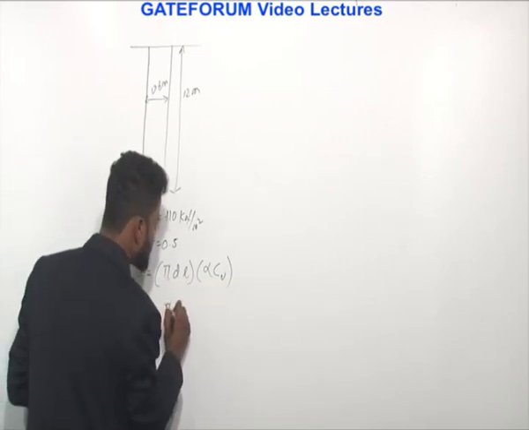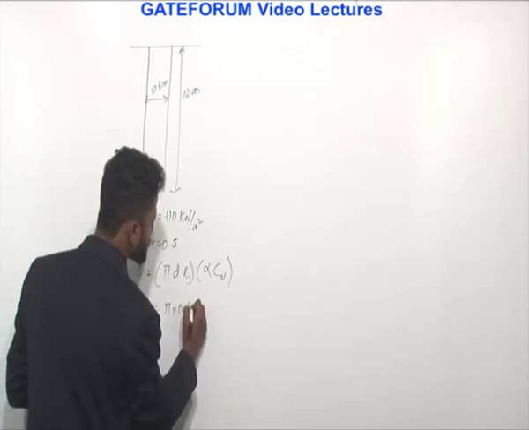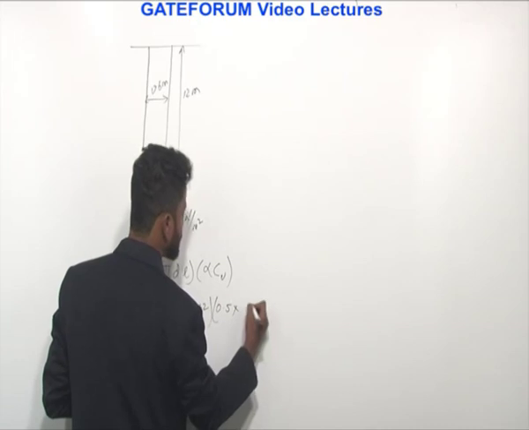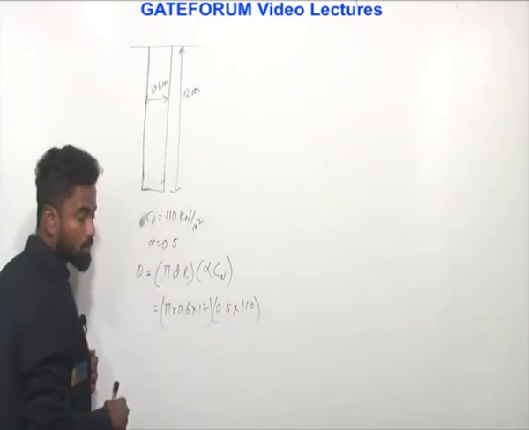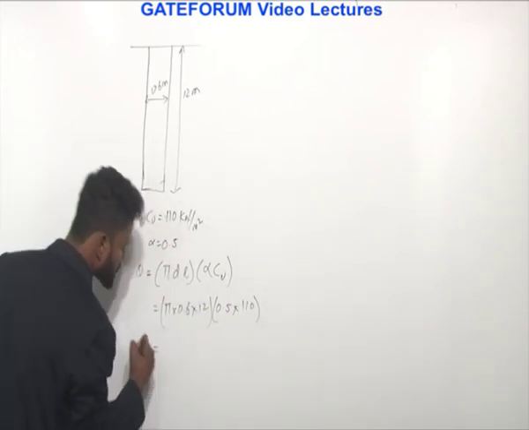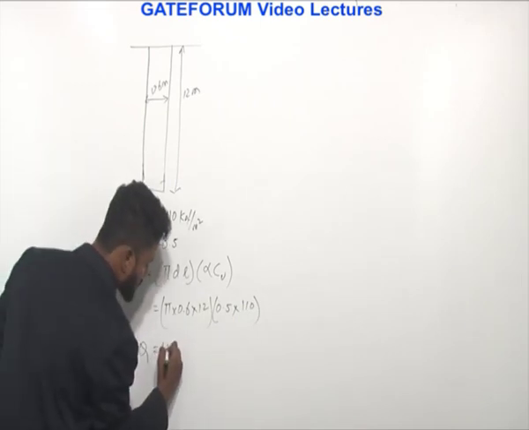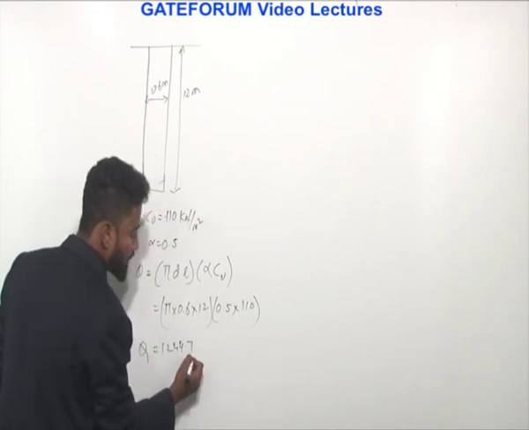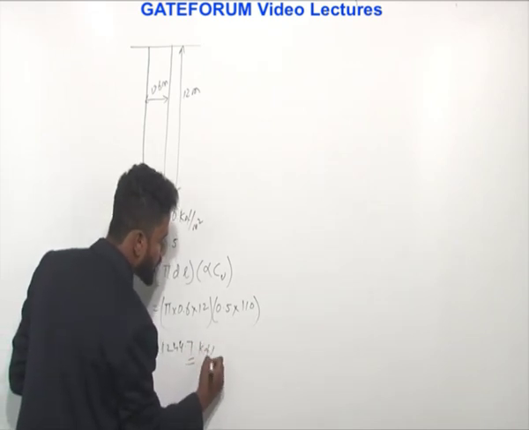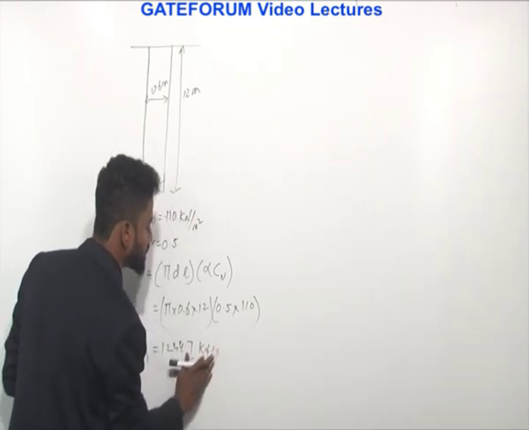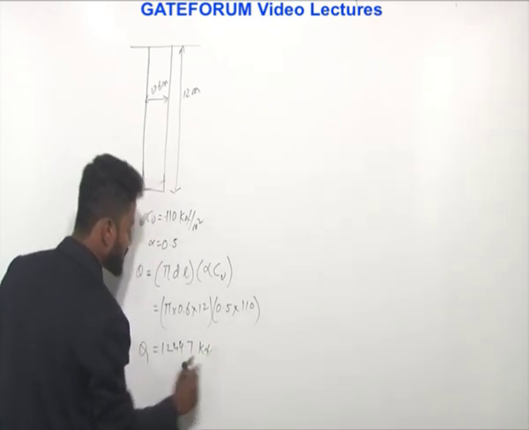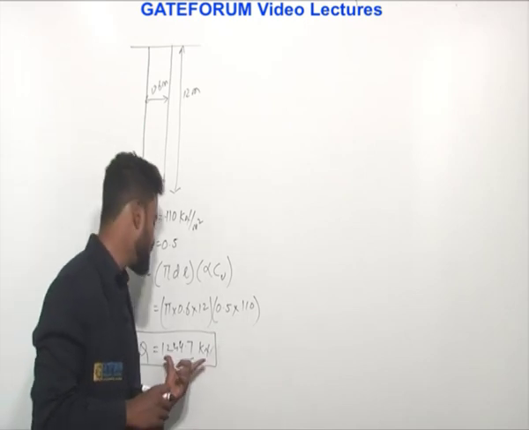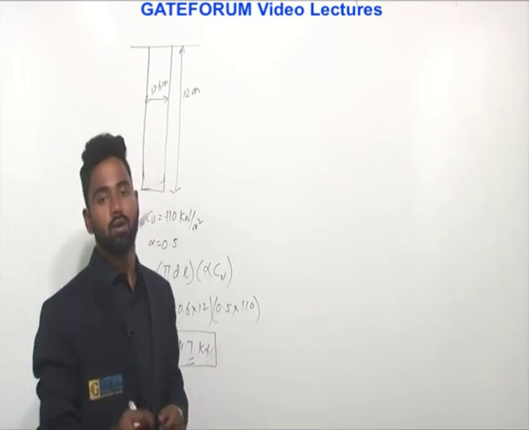So pi d is given to you as 0.6, L is given to you as 12 meters, alpha is given to you as 0.5 and Cu is given to you as 110 kilonewton per meter square. If you substitute all these things, you will get the pull-out capacity as 1244.7 kilonewtons. He has pull-out load. So this pull-out load is given as 1244.7 kilonewtons.